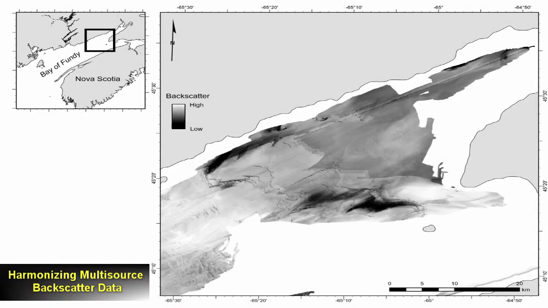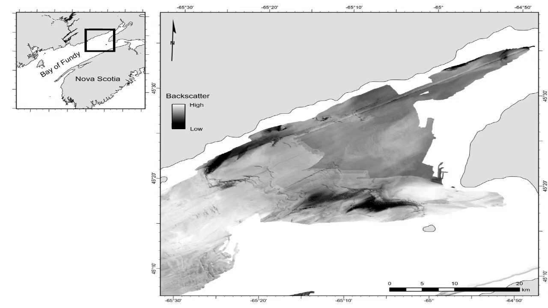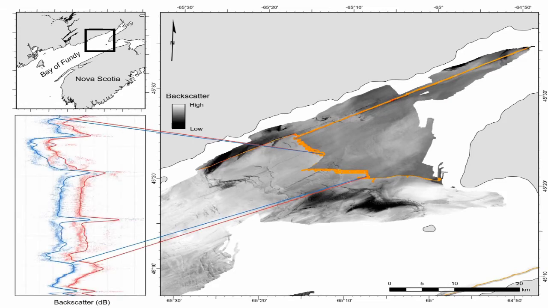Backscatter datasets acquired from multiple surveys are usually uncalibrated, making them incompatible. We developed a method to harmonize backscatter data through statistical calibration using areas of mutual overlap to produce a continuous backscatter surface.